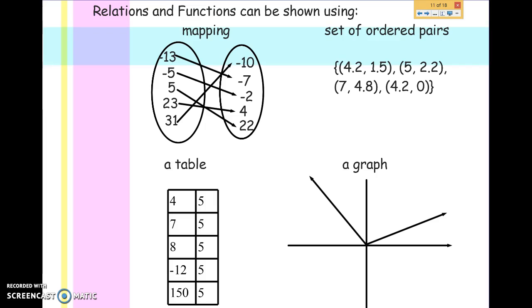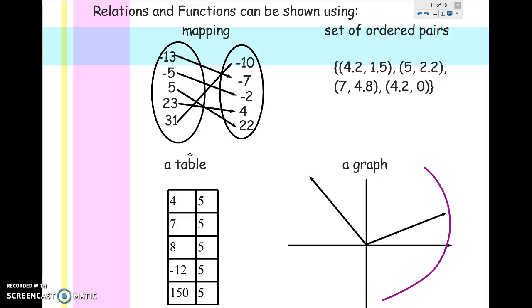These are different ways that you can show relations and functions. You can show them with ordered pairs, which we've done. You can show them using a graph. You can show them with a t-chart or a table. And you can show them with a mapping diagram. A mapping diagram is probably the only one that you haven't seen yet.